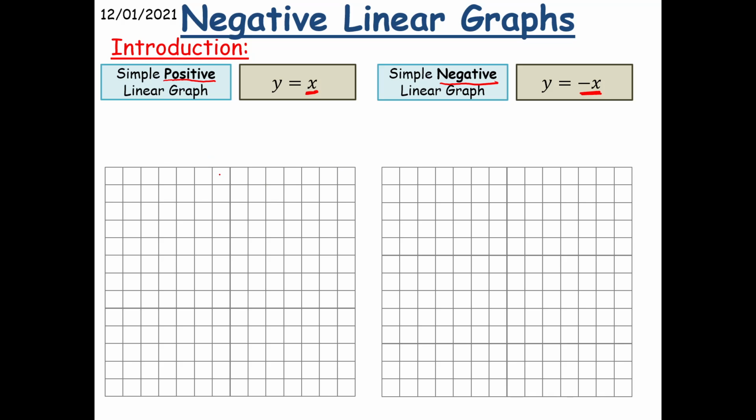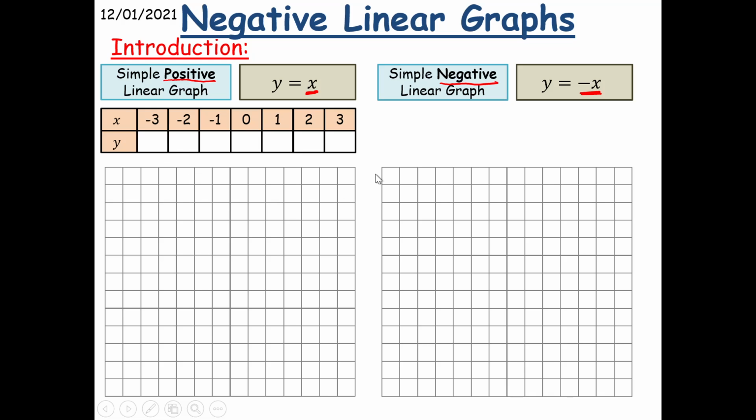So let's plot the simple one. So there's your table of values. Pause the video, fill it in, and plot the graph. So y equals x, so x is the same value as y, and y is the same value as x. They're both equal to each other. So all the values of y will be the same values as x. So when x is minus 3, y is minus 3. When x is minus 2, y is minus 2, and so on.